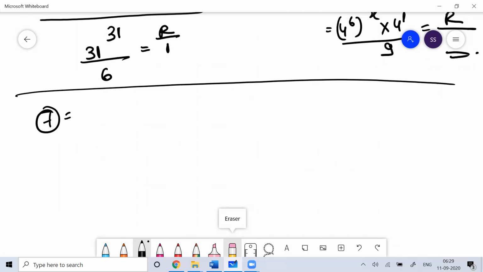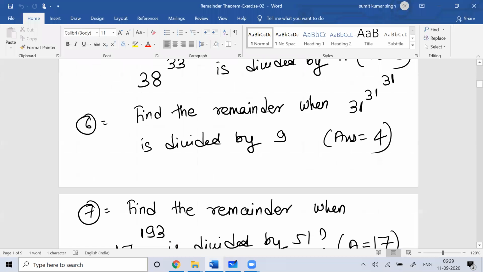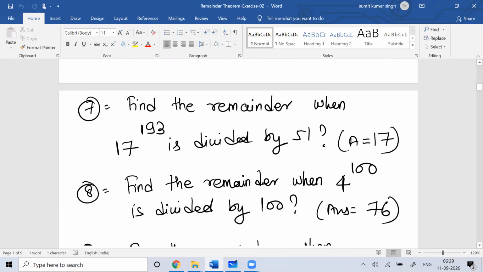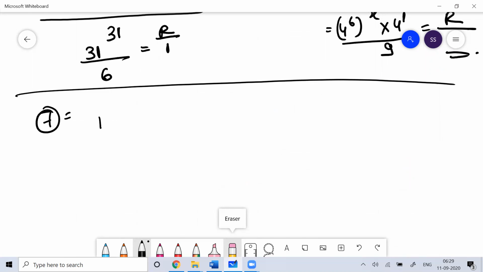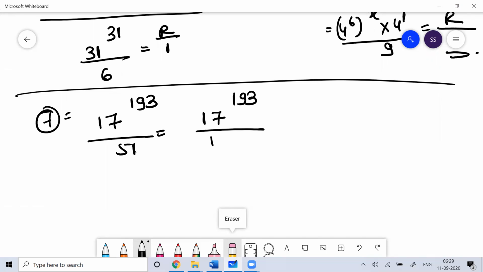Now question number 7. We'll try to solve question number 7. Find the remainder when 17 to the power 193 is divided by 51. I can write 51 as 17 into 3. Okay, so what I will do, I'll find the remainder.